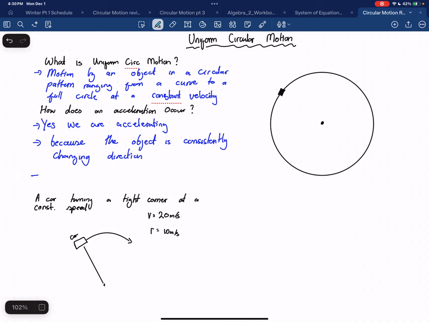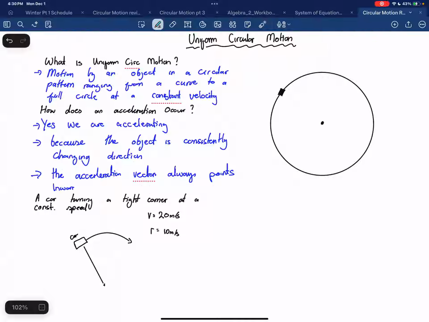Just before we get there, just one more note. The acceleration vector always points inward to the center of the circle.